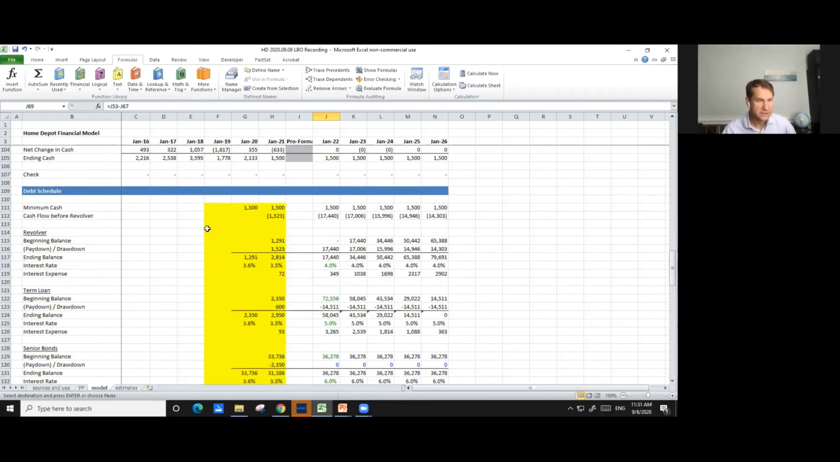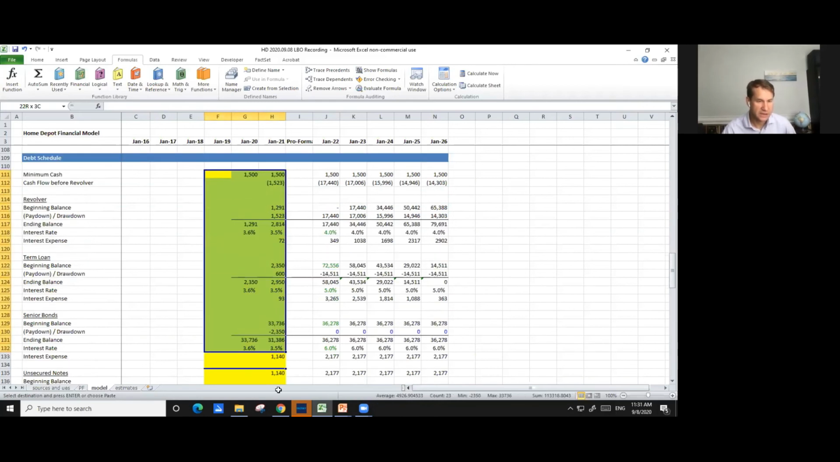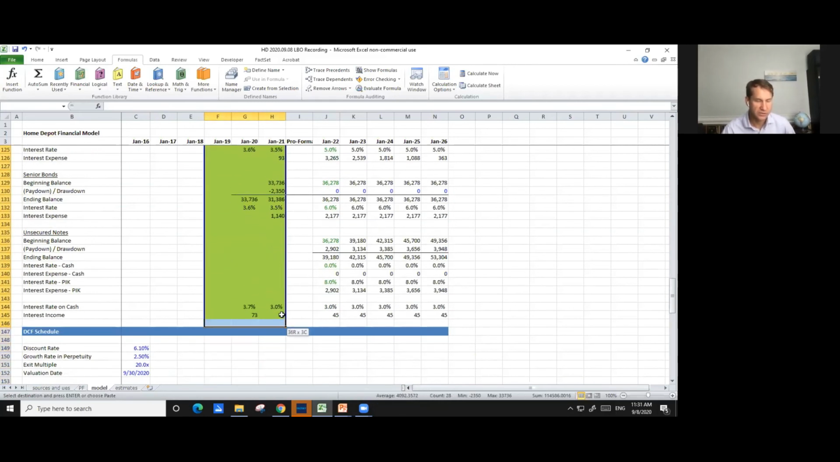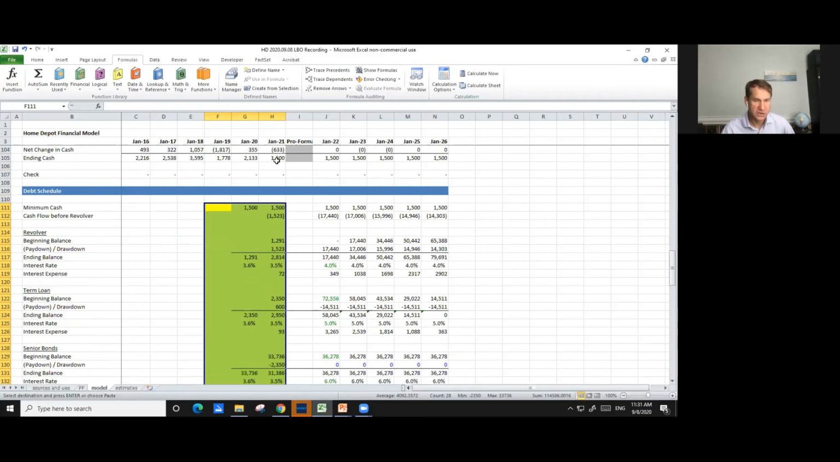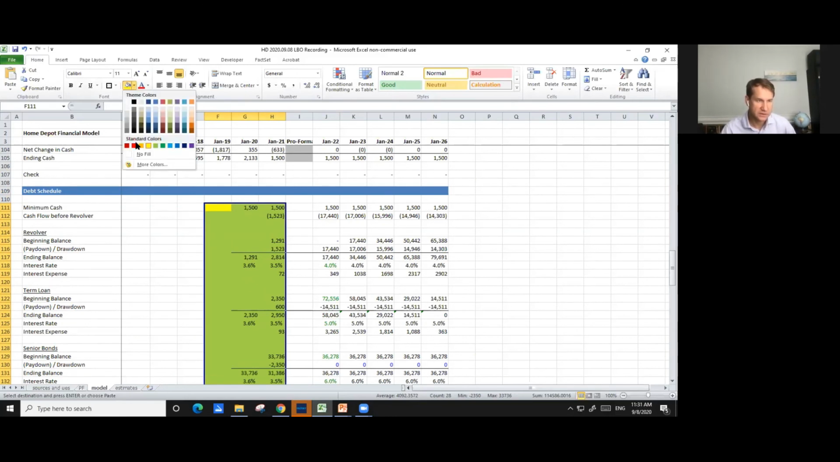And then I had these historic values for debt highlighted. I wanted to get rid of them, but then I realized that we actually need them to come up with January 21st estimates. So let's just leave them in place here.